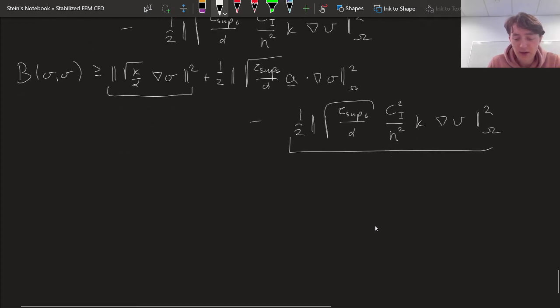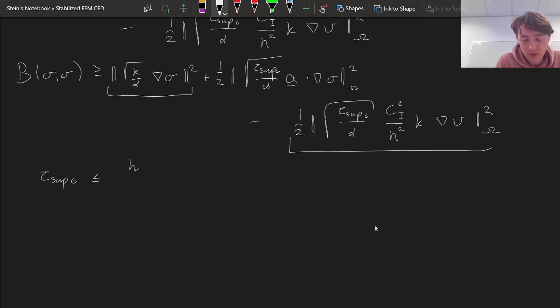So, based on that idea, I'm also going to bound tau SUPG from above. I'm going to say tau SUPG is always going to be smaller than or equal to h square divided by Ci square kappa. Okay, what happens if I make this assumption or this requirement on my stabilization parameter? What happens with that last term?